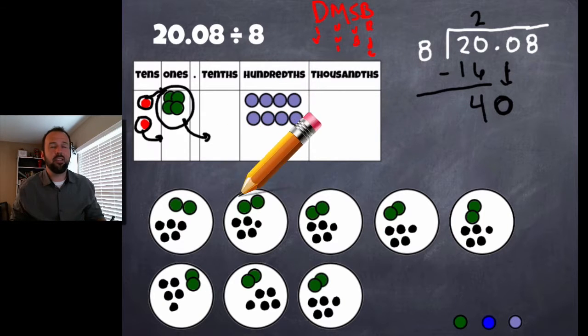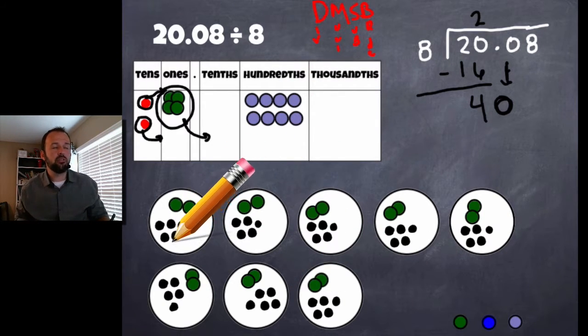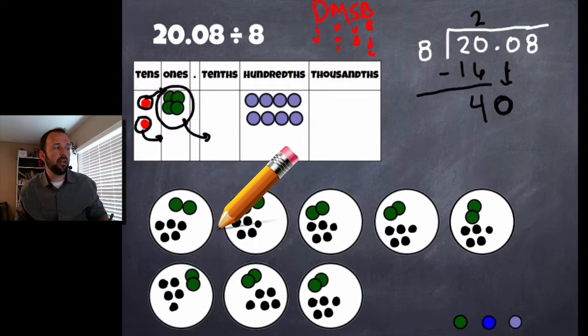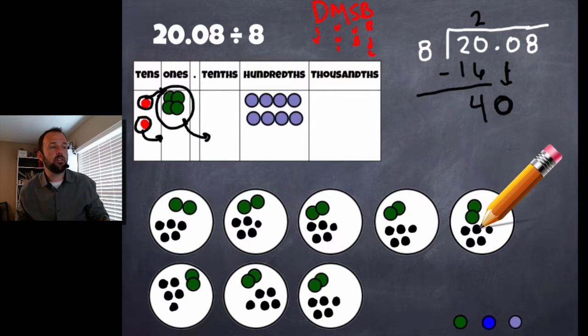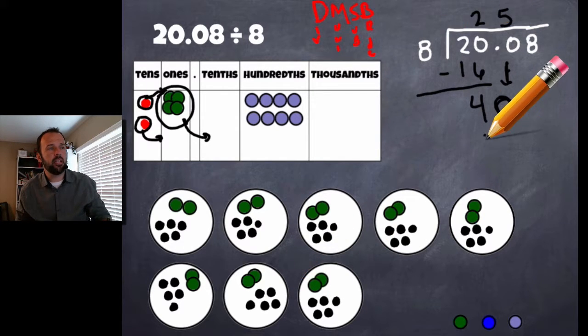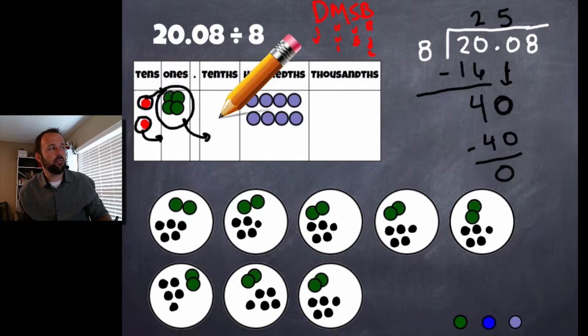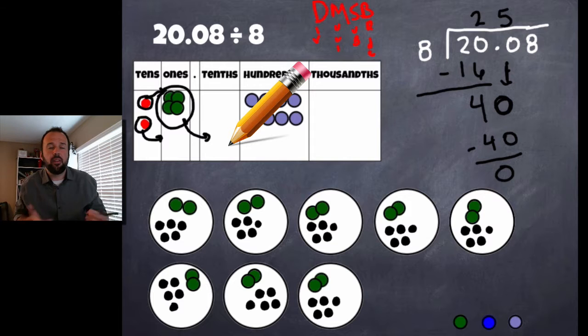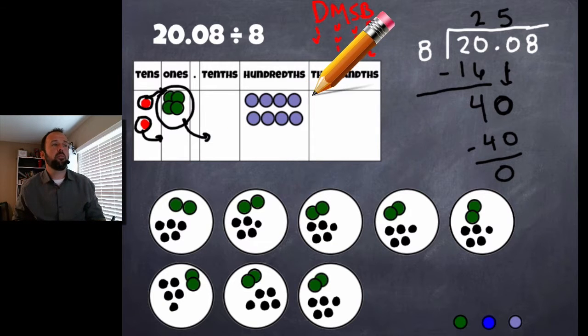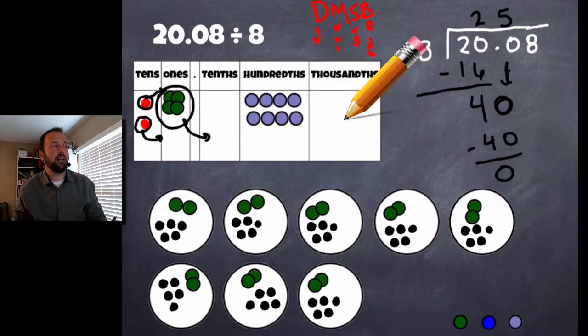Alright, so now I've taken those 40 tenths and I've divided them evenly into those 8 groups, and each group is going to get 5. 1, 2, 3, 4, 5, 10, 15, 20, 25, 30, 35, 40, right? So each group got 5. 5 times 8 gave me 40. I can subtract and I have nothing left, which is exactly what shows over here. I put them all in there, right? Perfect.